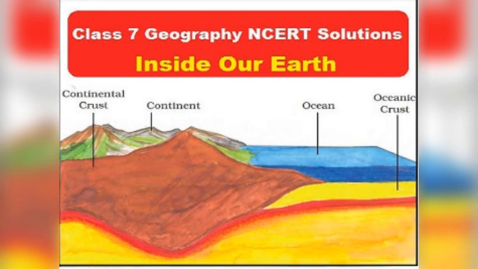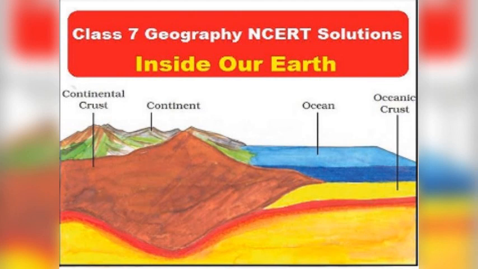Chapter 2. Inside our Earth. The Earth, our homeland, is a dynamic planet. It is constantly undergoing changes inside and outside. Have you ever wondered what lies in the interior of the Earth? What is the Earth made up of?